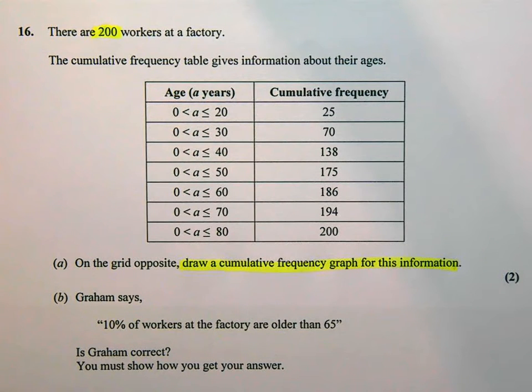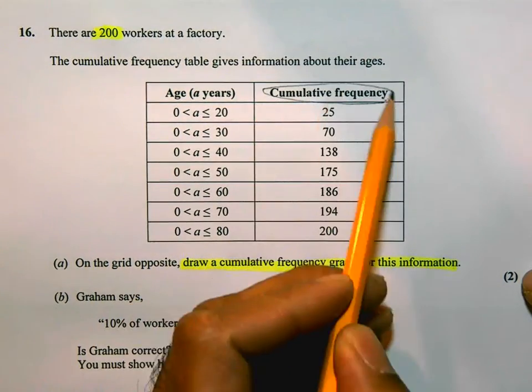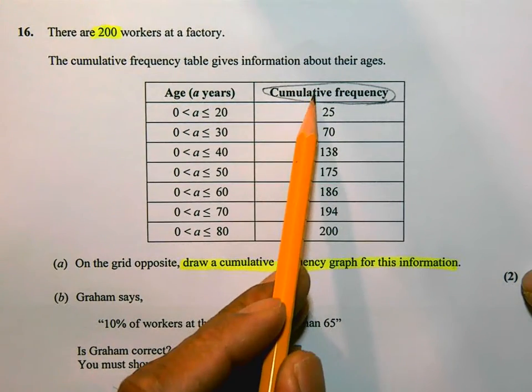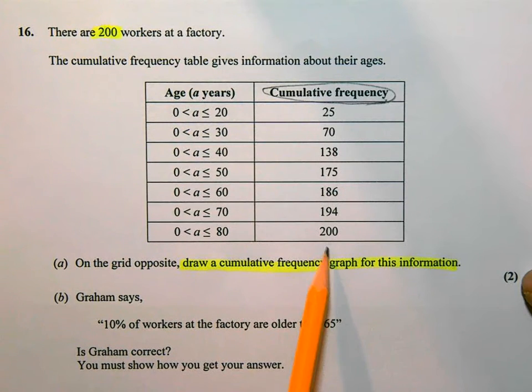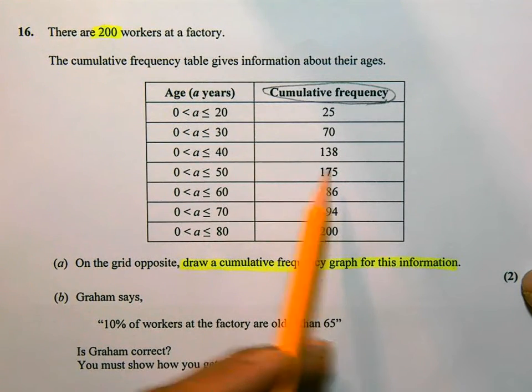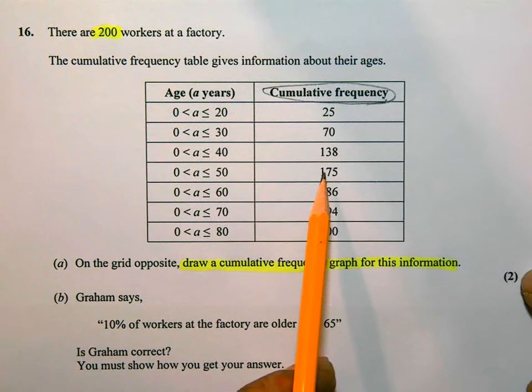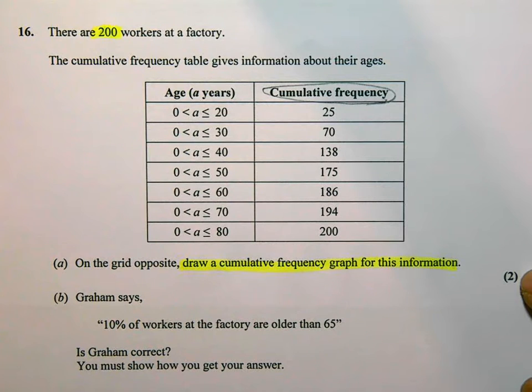One of the things you need to make sure you recognize is the fact that they've given you the cumulative frequency here. So it's not the frequency. You don't need to add up the values. They've done that for you already. Okay, so we need to go straight to the graph and we have to plot this information. So I'm going to put this to one side. I'm going to get the graph and I'm going to start plotting my information on the graph.